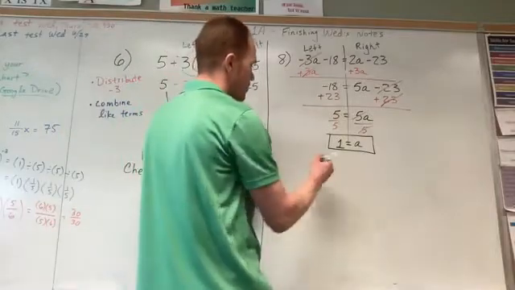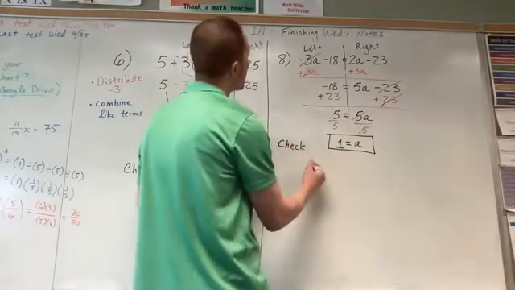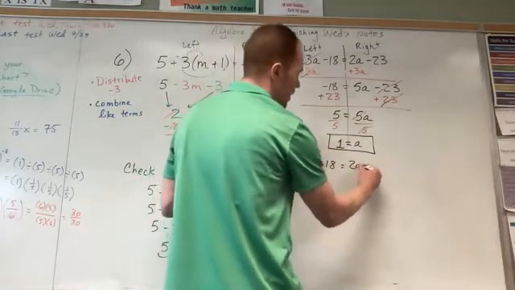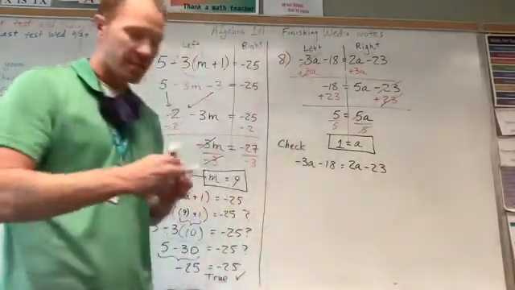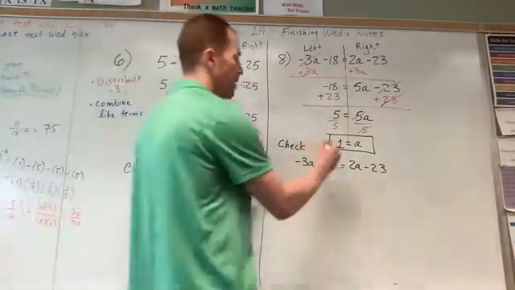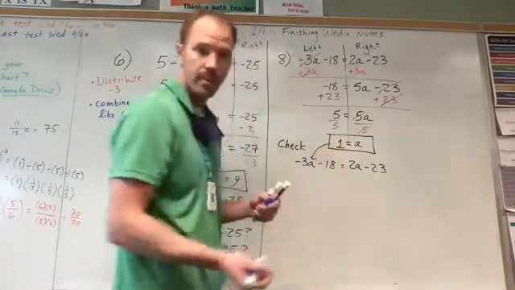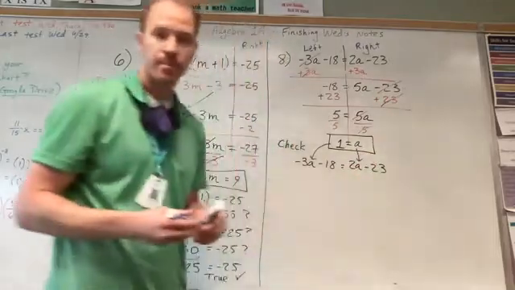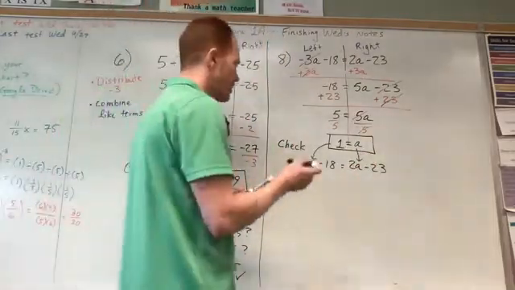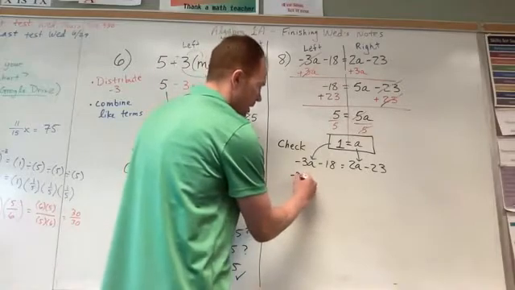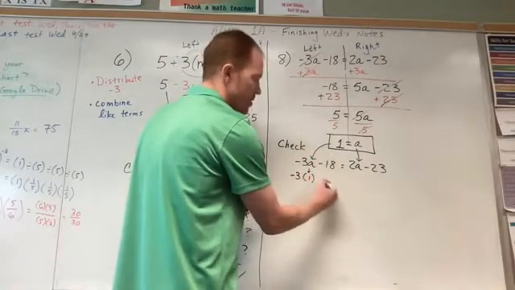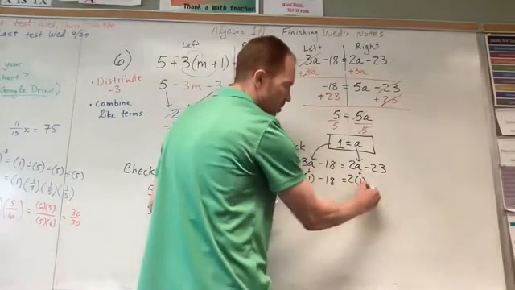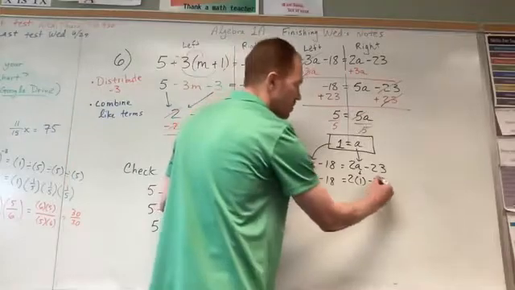Here's our check step. So we have negative 3a minus 18 equals 2a minus 23. I'm going to put that positive 1 on both sides. So that positive 1 for a is going to go in here. And that positive 1 for a is also going to go in here. And I'll rewrite my expression. So we'll have the negative 3 times a becomes a positive 1 minus 18. Is that equal to 2 times the positive 1 for a minus 23?